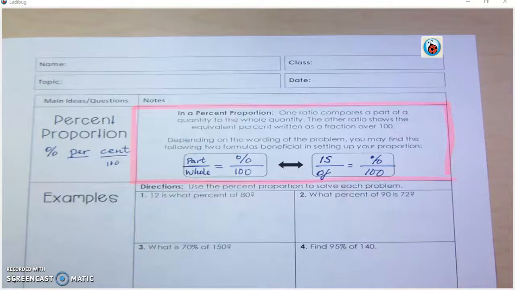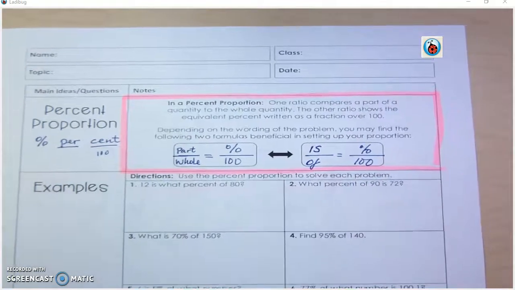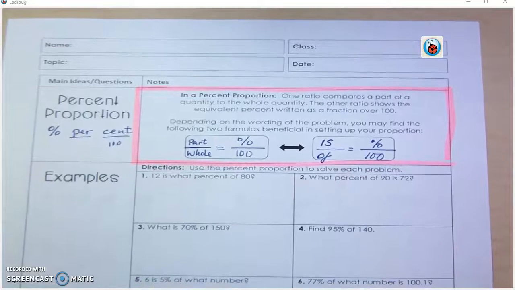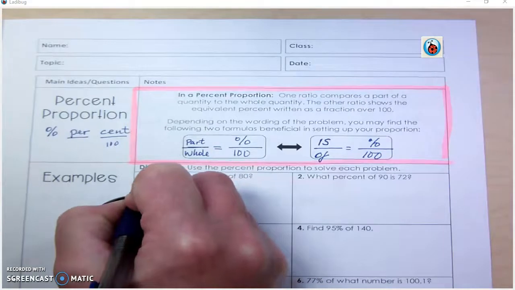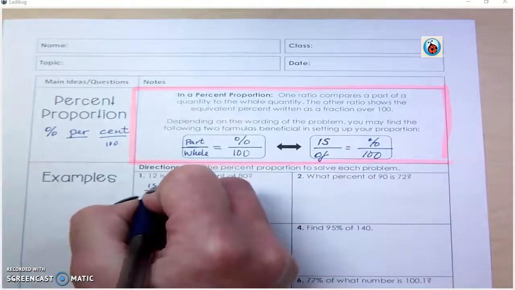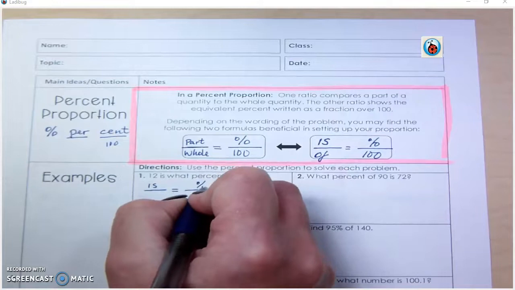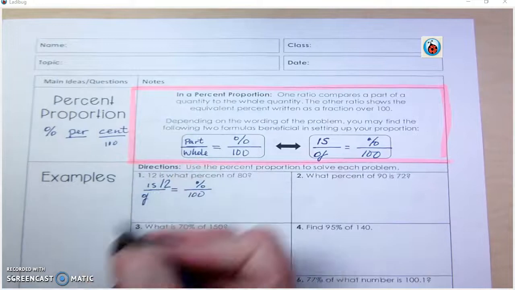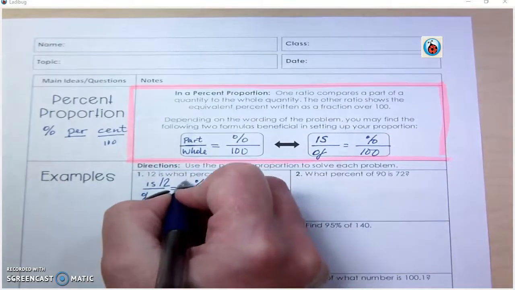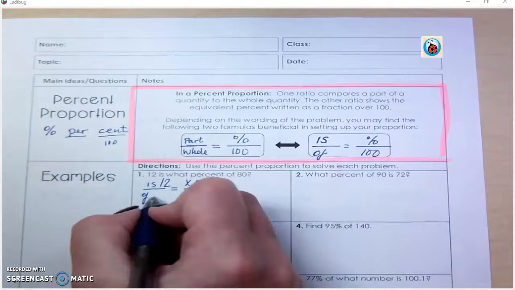We're going to work on a couple of examples that you see in your notes. First one: 12 is what percent of 80? As we're reading, we see that 12 is part of 80, and we need to find the percent. Just like we set it up earlier for our percent equation, part over whole equals percent over 100. 12 is what percent? We're not sure. Of 80.